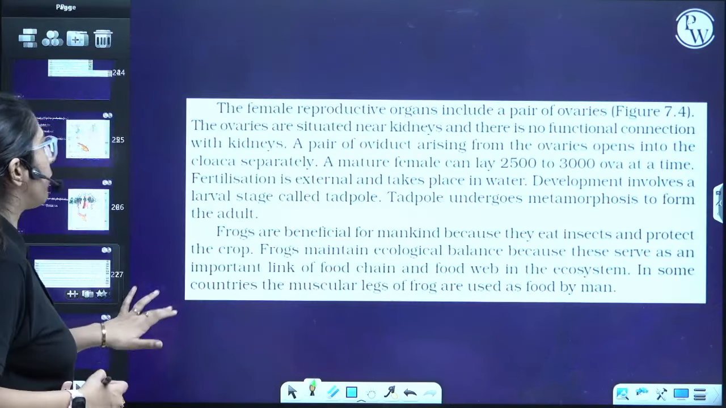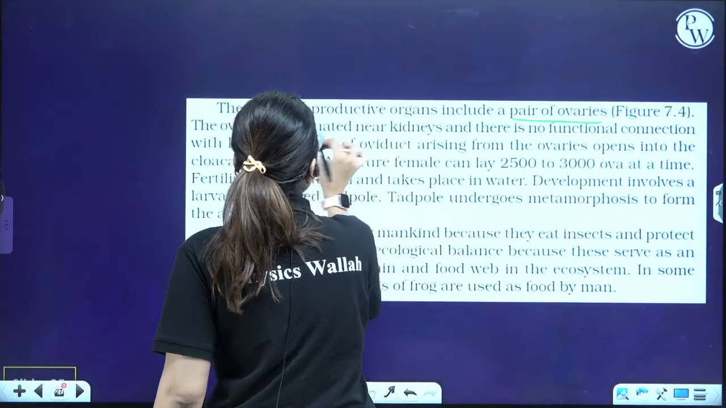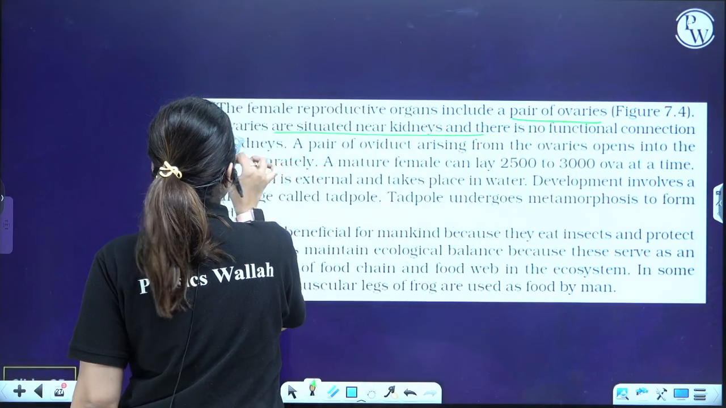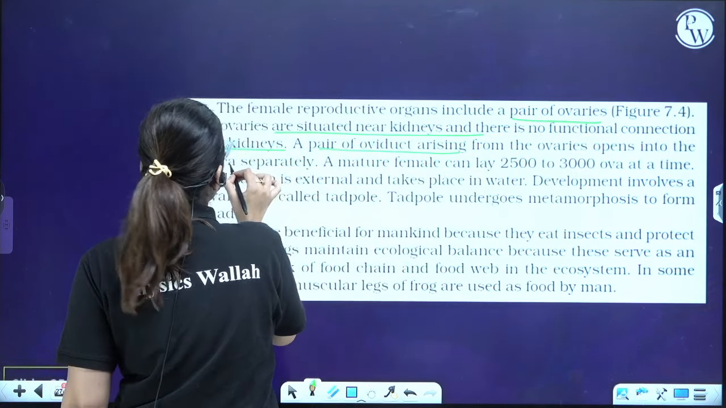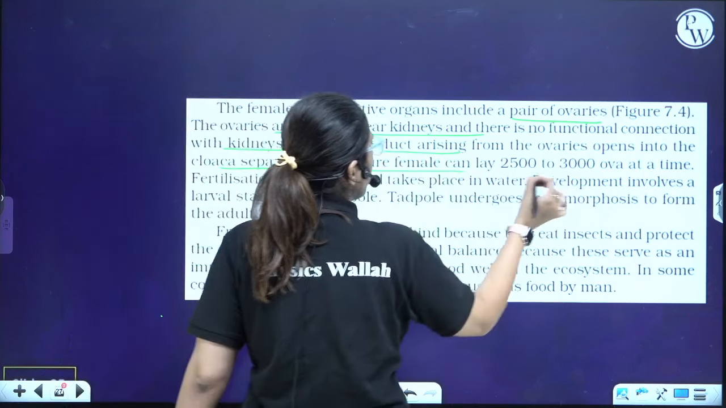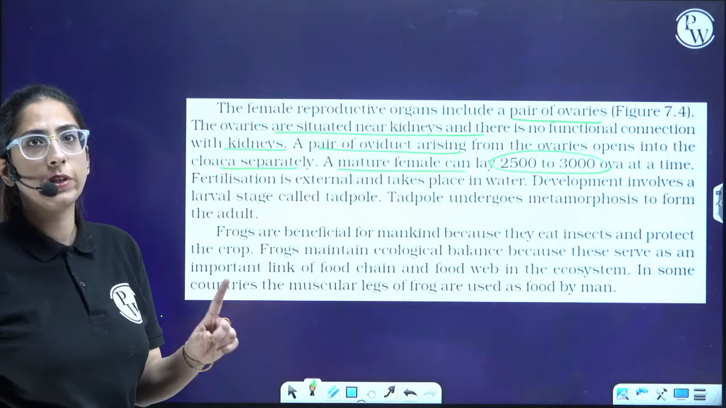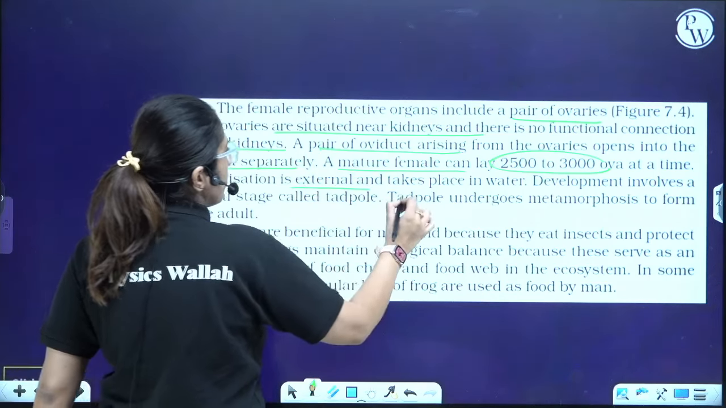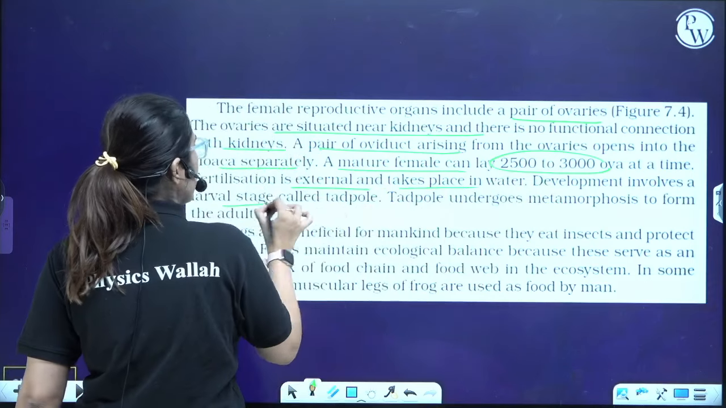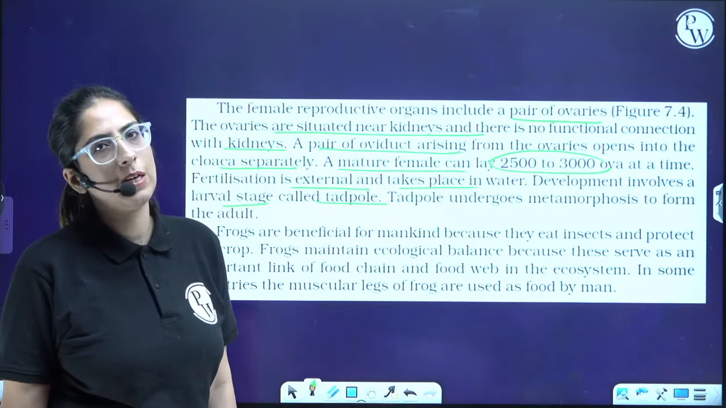Now, female. The female reproductive system includes a pair of ovaries, situated near the kidney. There is no functional connection between the kidneys and ovaries. A pair of oviducts arises from the ovaries and opens into the cloaca separately. A mature female produces 2500 to 3000 eggs, I already told you. Fertilization is external, taking place in water. Development involves a larval stage, which is a tadpole. The tadpole undergoes metamorphosis and forms the adult.